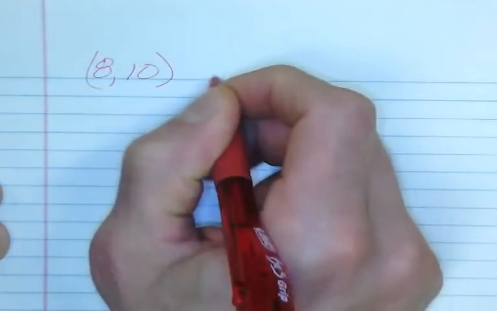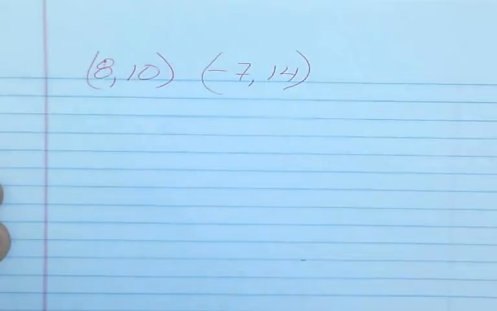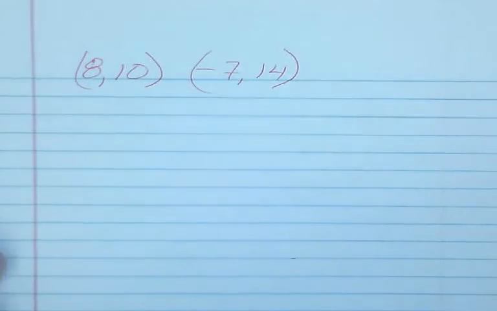All right, so say they don't give you a graph. Say they give you 2 points, and they say a line passes through, I don't know, the point (8, 10) and (-7, 14). All right, we've got a line that passes through those 2 points. We don't have a graph, all right? So we've got to do it the old-fashioned way.